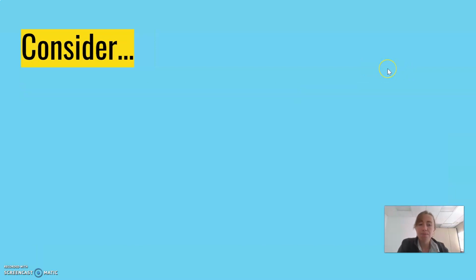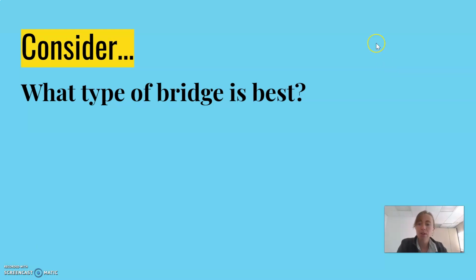Okay, last thing to think about, I want you to think about what type of bridge is best. And hopefully you'll consider that you might want to use different types depending on what the situation is. As we head into our bridge project, you're going to be asked to make a bridge of a certain length. That's going to be a certain amount of distance off the ground. So there are certain bridges that are going to be better for this than other bridges. And you just have to consider what works best for the given situation. Otherwise, we would just have one type of bridge everywhere.